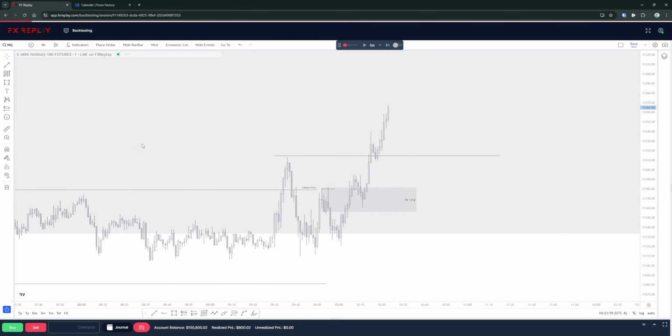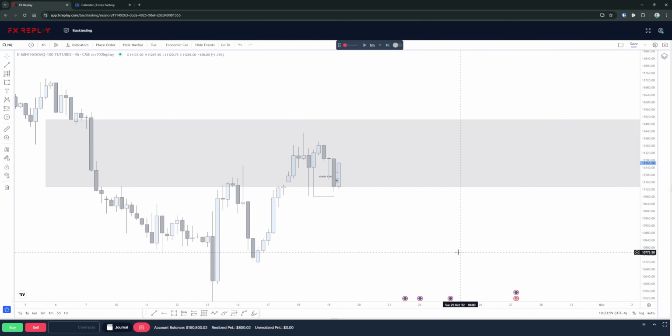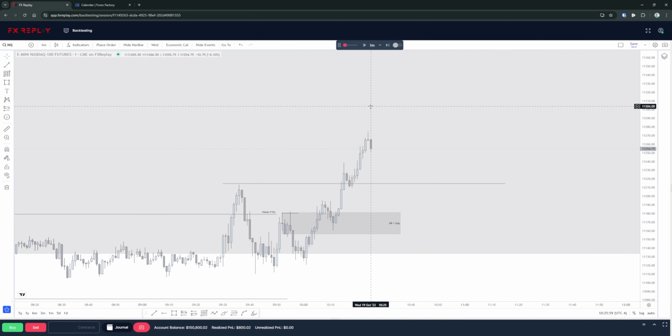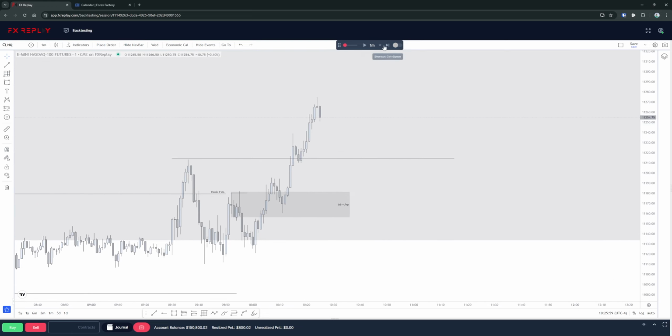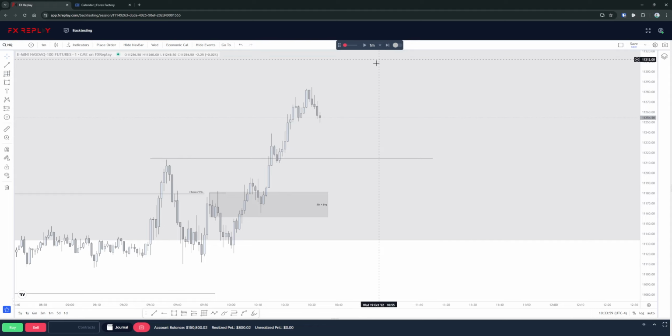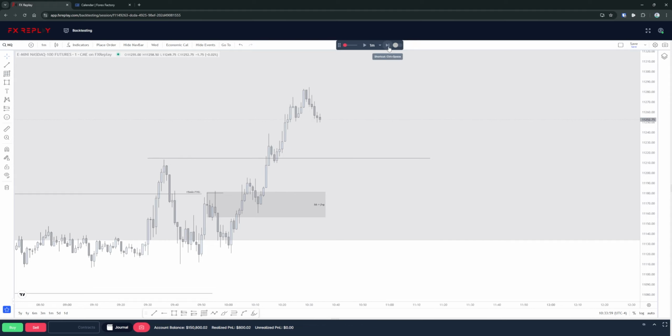Obviously, it is what it is. Still see what happens with price. It's still early into the New York AM session. I still think we are bearish.